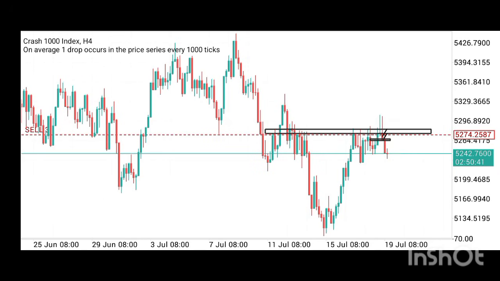So in today's video we're going to be looking at how to simply catch and trade multiple spikes, and also trade volatility indices with a simple strategy. All right, with a simple strategy you can do all those.